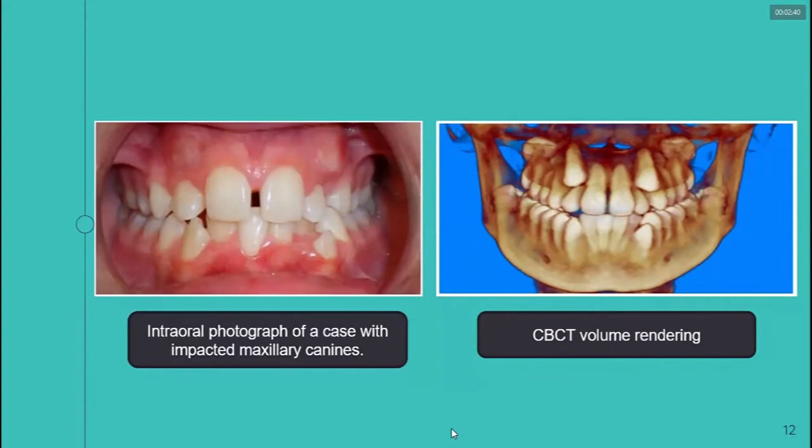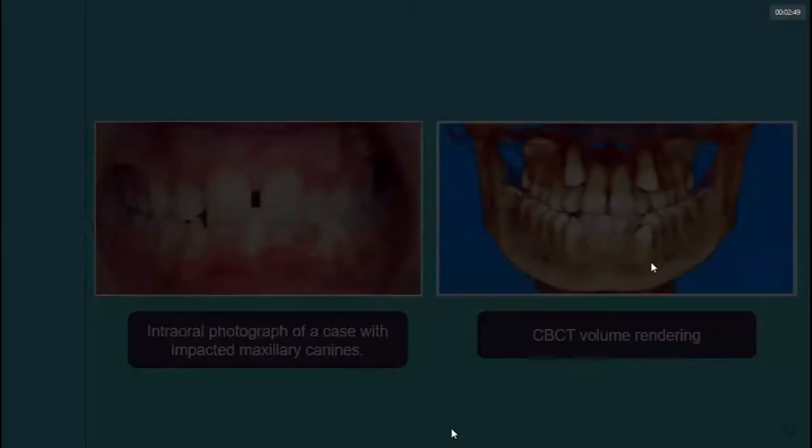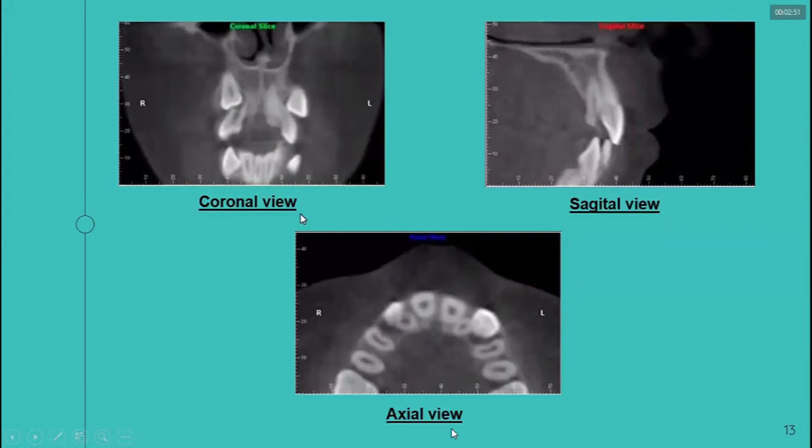This is the intraoral photograph of a case with an impacted maxillary canine, and when a CBCT was taken, this is how the CBCT looks in volume rendering. And this is the CBCT in coronal view, sagittal view, and axial view, where the impacted canine tooth can be properly visualized.